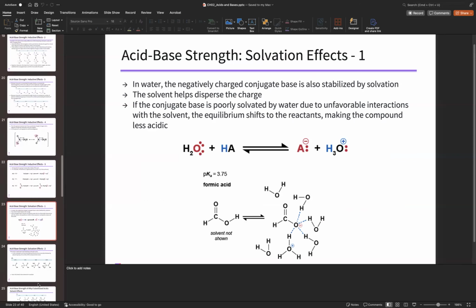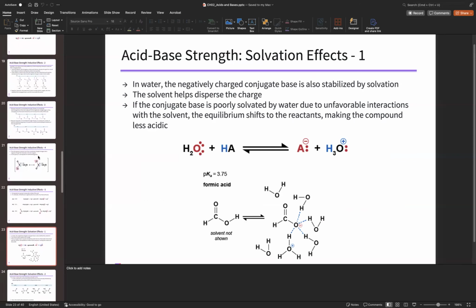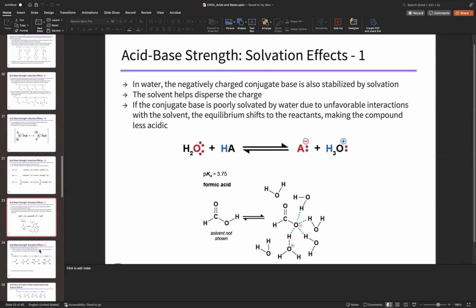All right, so we looked at three effects so far, right? Electronegativity effect, size effect, and inductive effect. The fourth effect, which we will look at, is solvation effect. Solvation means how well your compound can dissolve. If it can dissolve very well, it's definitely going to be a stronger acid, right?